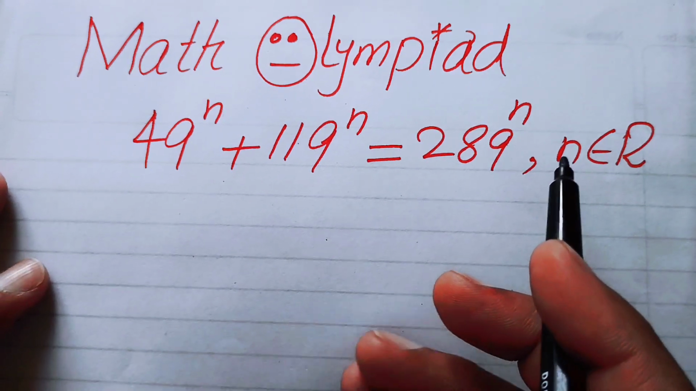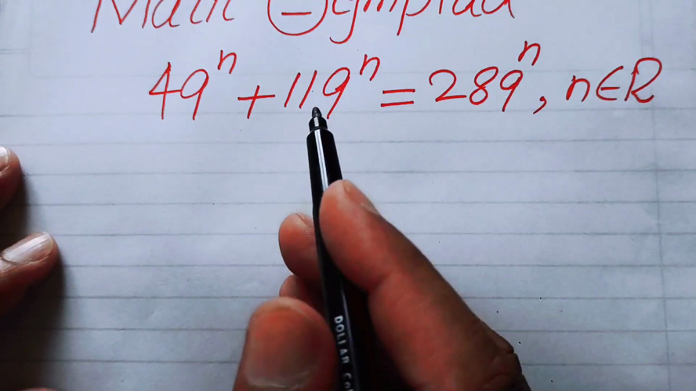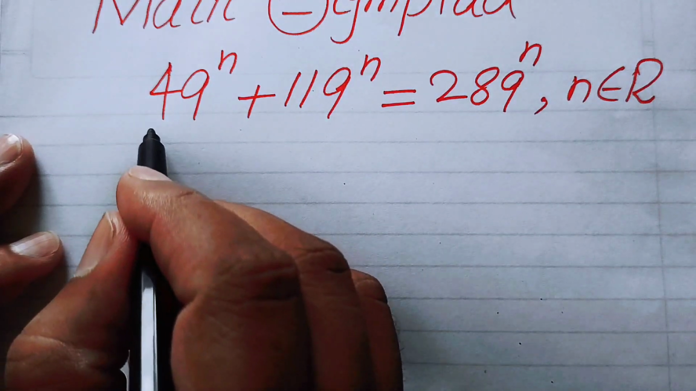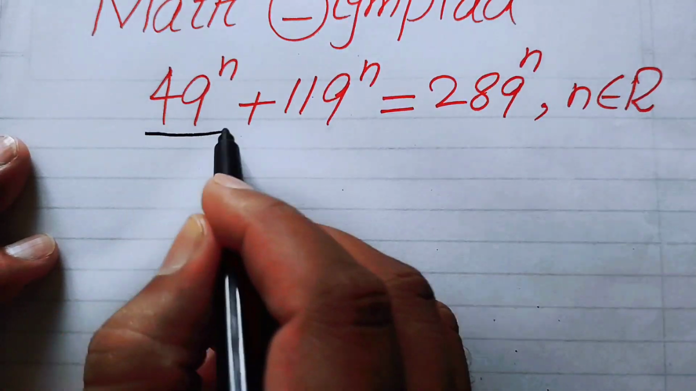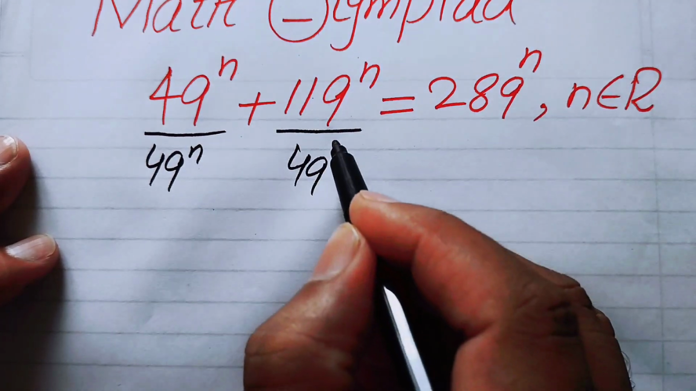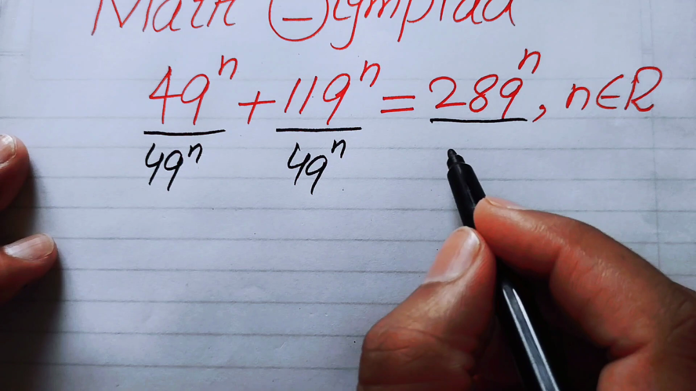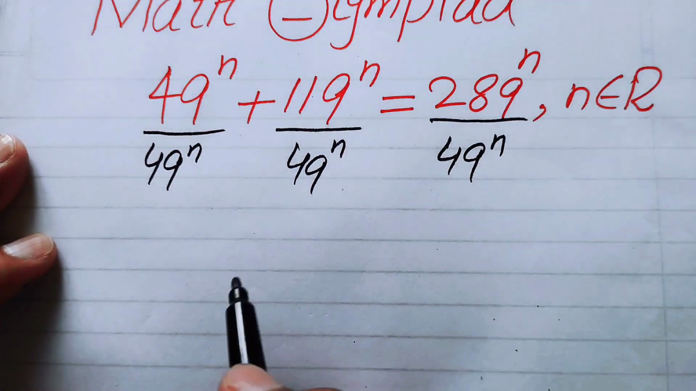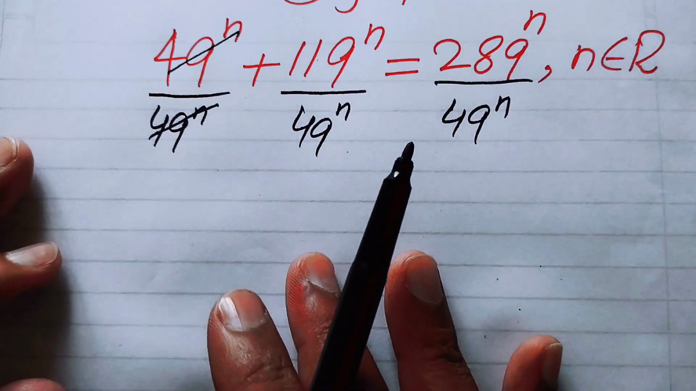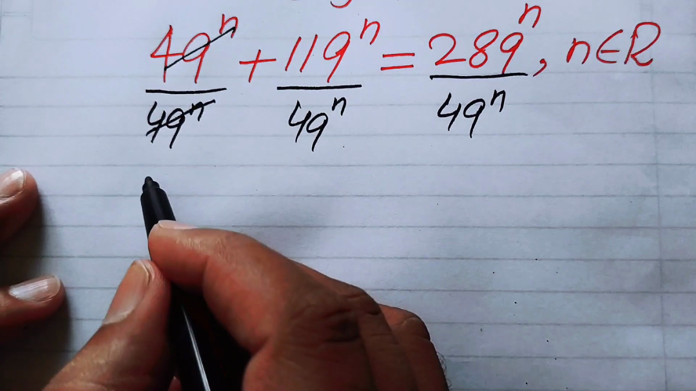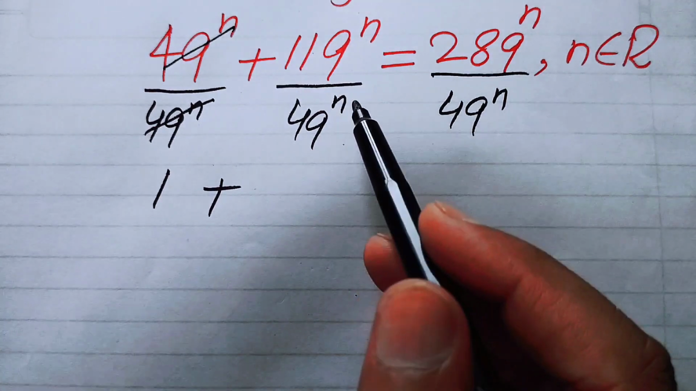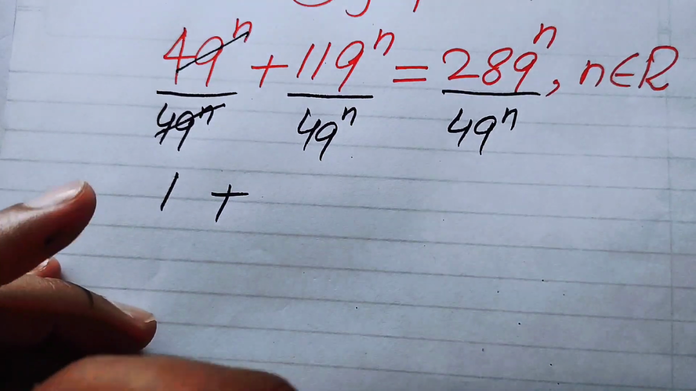So the very first thing we are going to do is divide each side by 49 to the power of n, so that you get 49 to the power of n divided by 49 to the power of n, and this is also divided by 49 to the power of n. Here you see that these two are similar terms, so they are gone, and here you get only 1 plus 119 over 49.